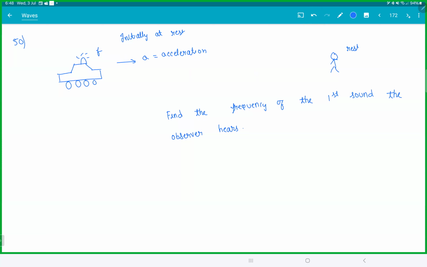So in this question, won't we need the distance between the car and the observer initially? Let's assume this thing doesn't hit him and kill him. It's far. Even then, sir, you won't need it. You don't have to tell. See the speed of sound.